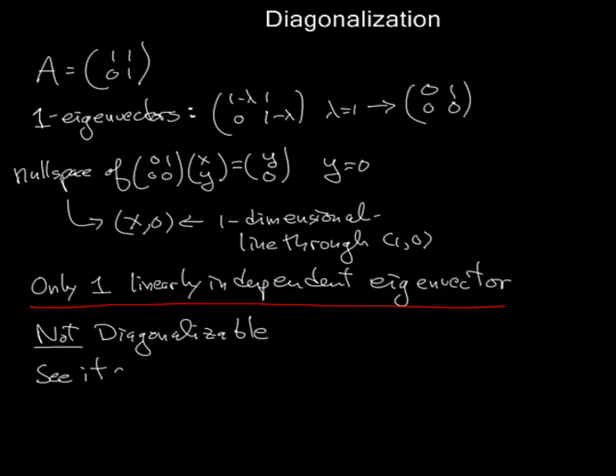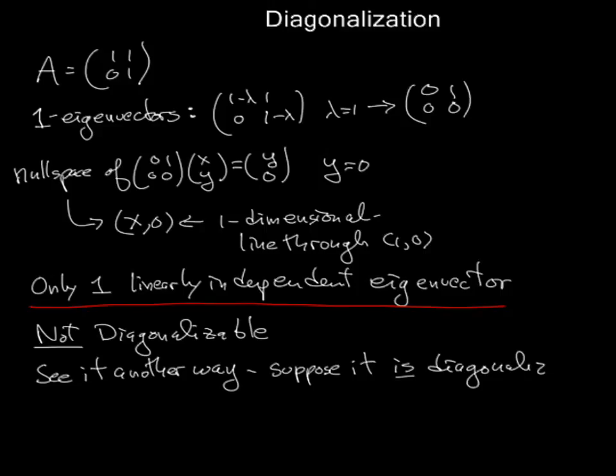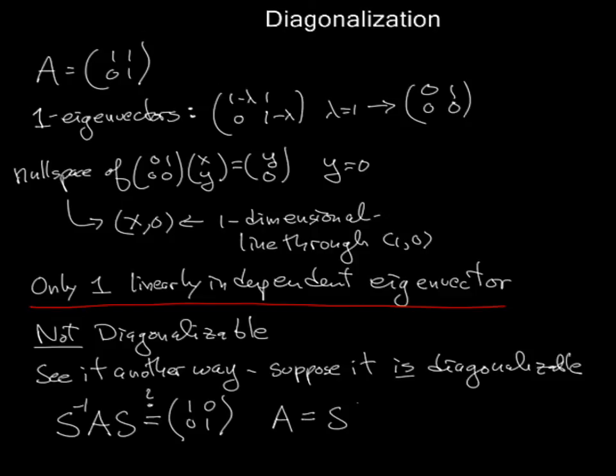I think it's kind of nice to see this another way, which in some ways is easier to remember. Suppose this matrix was diagonalizable. That would mean that S inverse A S is diagonal. Well, diagonal what? The eigenvalues are on the diagonal, which would be 1s. So if you bring the S's to the other side, this would say that A is S times the identity times S inverse. But the identity just goes away, and this forces A to be the identity. So since our matrix is not the identity, it's not diagonalizable.